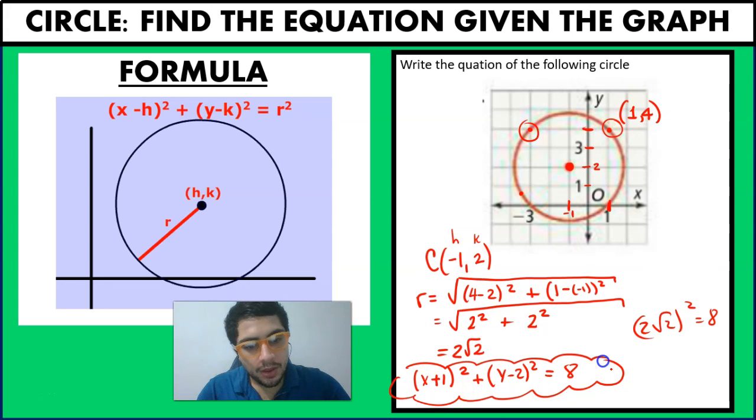So the first thing we do is that we find our center, we find our point in the circumference, find our radius, and then just substitute in the formula we see up there.